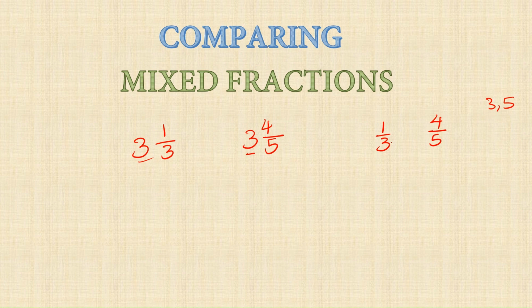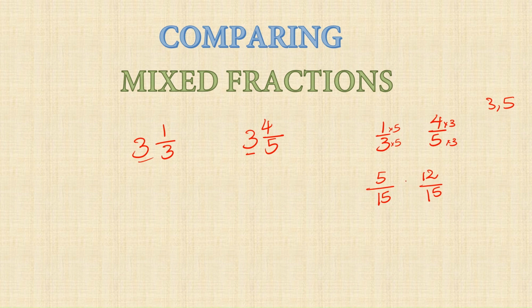The first one can be converted into an equivalent fraction by multiplying both numerator and denominator with 5. So this becomes 5 upon 15. And the second one by multiplying both numerator and denominator with 3. So the second one becomes 12 upon 15.